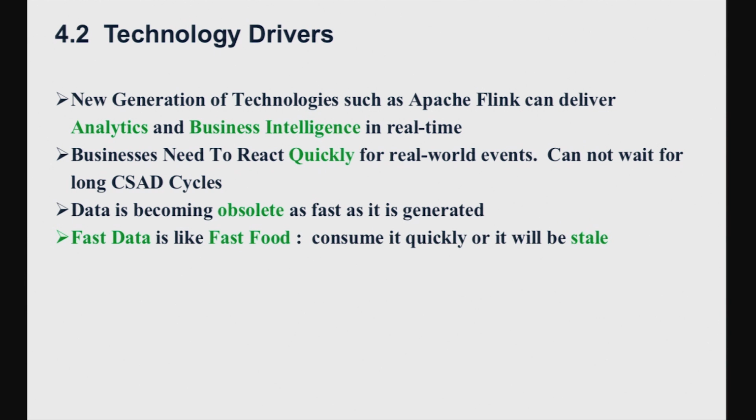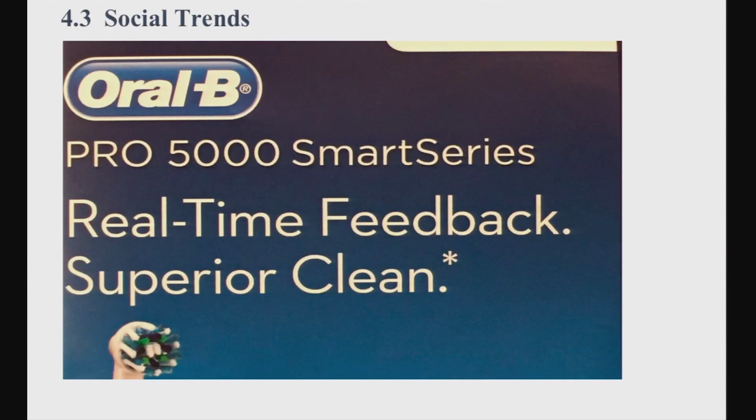So as I mentioned, technology like Flink or earlier versions like Storm are driving this towards real time, and businesses need to react quickly, and the data is becoming obsolete as fast as it's generated, so you need to consume it. Fast data is like fast food. If you don't consume it quickly, it becomes stale and useless.